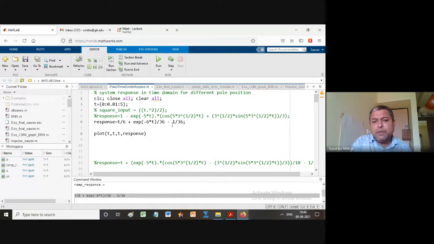That is, this is having 3 parts. So this t by 6 part is going to diverge with respect to time. As time is increasing, this t by 6 part will keep on increasing. As time is increasing, this e raised to minus 60 by 36 part will keep on reducing. And as time increases, this 1 by 36 part will remain constant. So this is a type 0 system, and this is a unit ramp input. Output will be having 3 parts. So one part will be diverging, and because of this part t by 6, the error will be infinite.